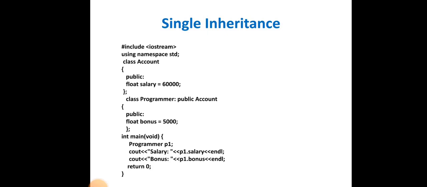In the main function, we are supposed to create an object for the derived class. Here the derived class is programmer, so we create an object for the programmer class.